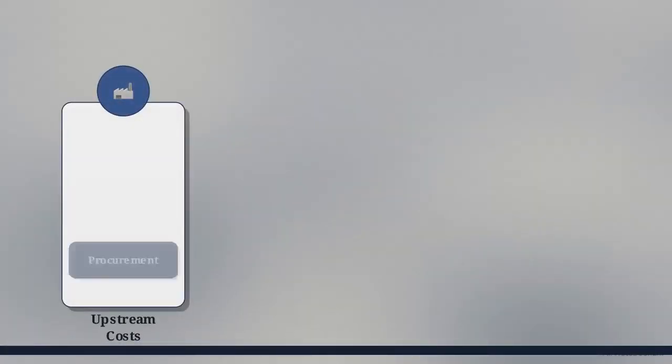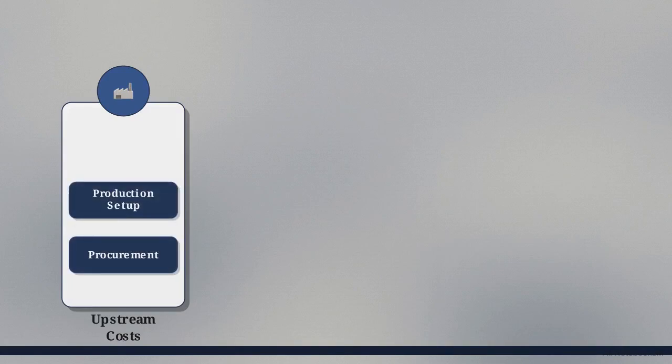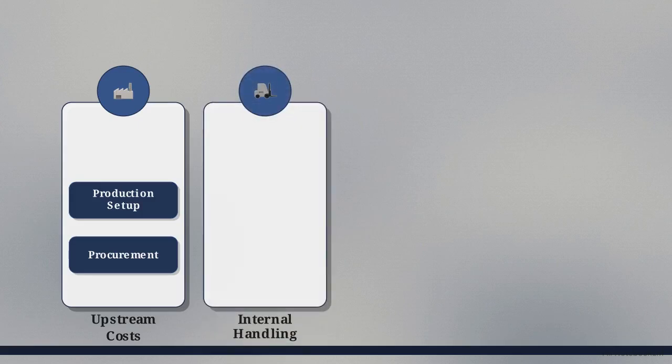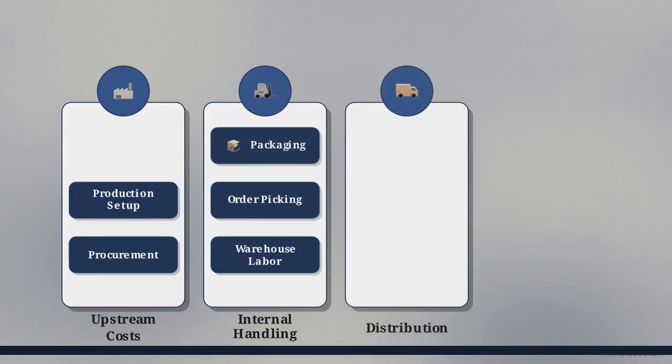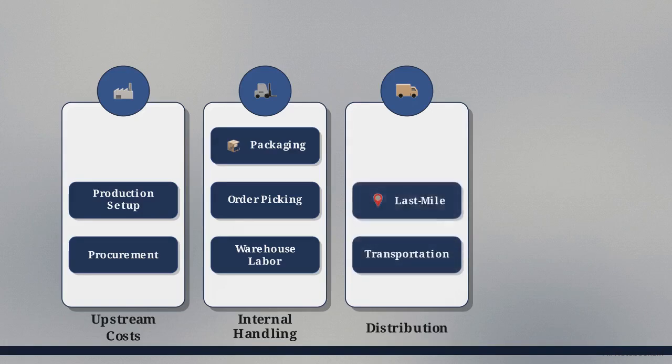Accurately measuring these disparities requires mapping the entire life cycle of a fulfilled order, dividing the process into four structural components. The first component captures upstream costs. This accounts for the initial procurement of materials and the specific production setup required for the order. Next is internal handling. This measures the specific warehouse labor utilized, tracking the time spent on order picking and custom packaging. The third pillar is distribution. It accounts for primary transportation, the complexity of last-mile delivery, and the processing required for any returns.